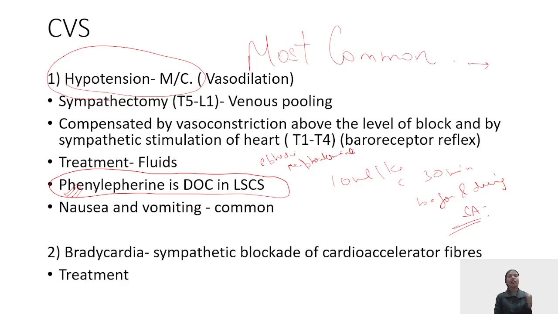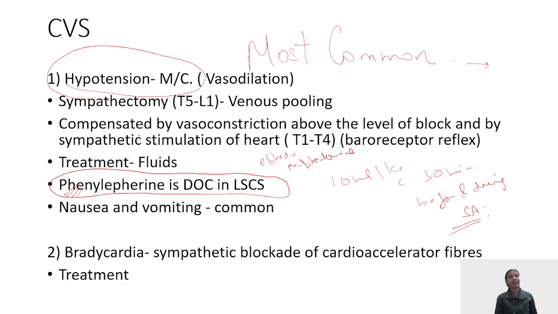Done. One of the most important symptoms that the patient is going to tell of hypotension is nausea, vomiting. Please be very careful. If you get a chance to attend to a spinal case, do ask the patient or do observe that if there is hypotension, the patient is always going to complain of nausea and vomiting. Okay, this is hypotension.